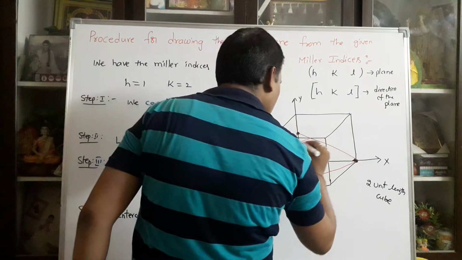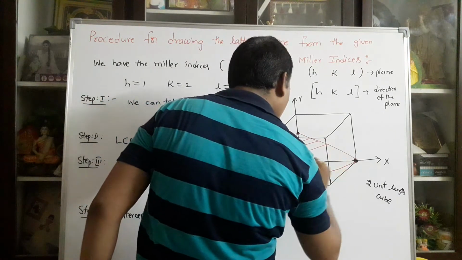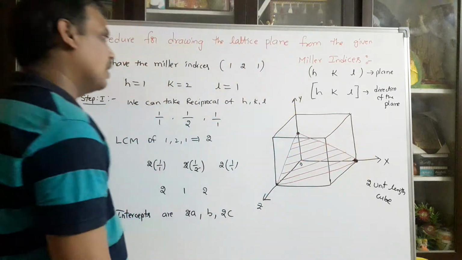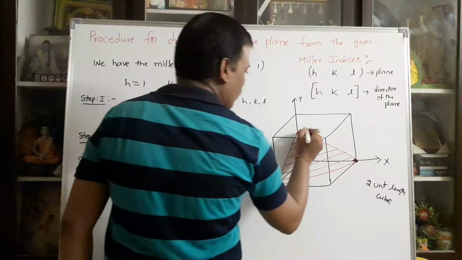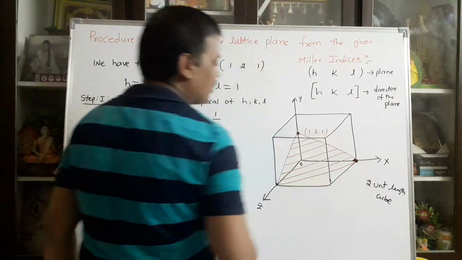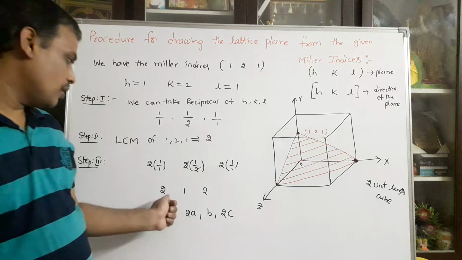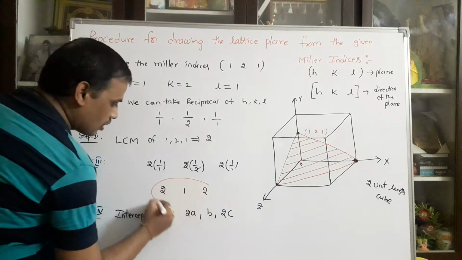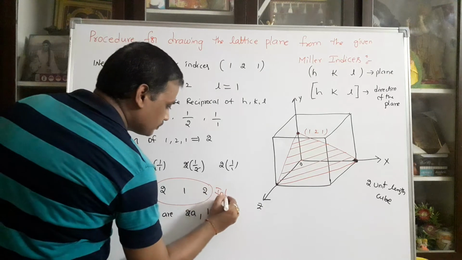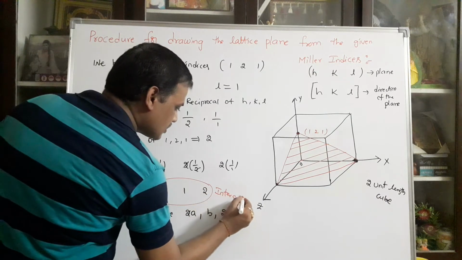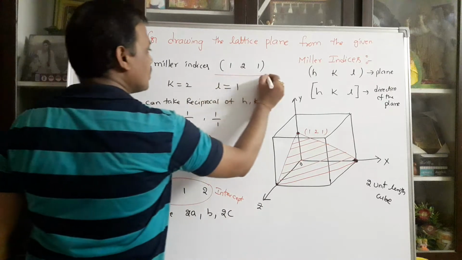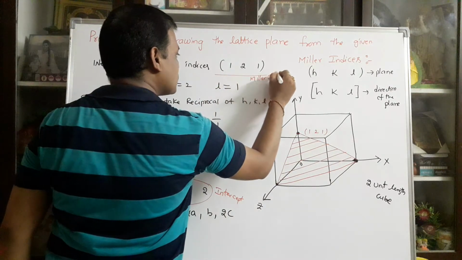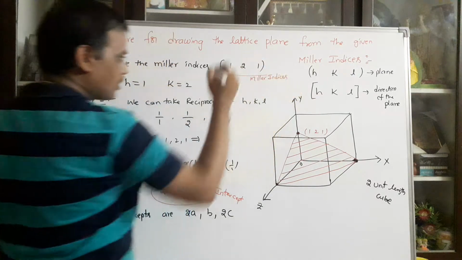So this triangular plane has the Miller indices 1, 2, 1, and the intercepts 2, 1, 2. These 2, 1, 2 are called intercepts, and 1, 2, 1 are called Miller indices.